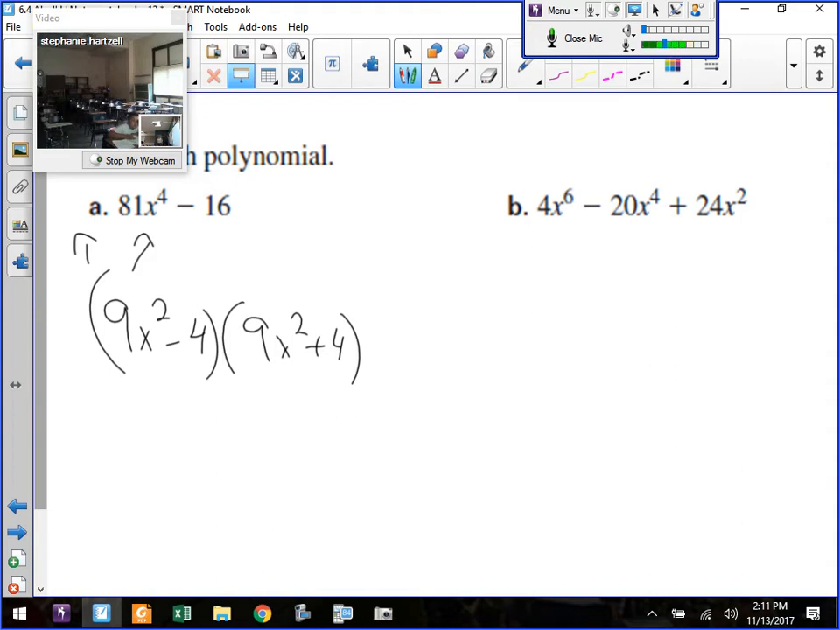Which means, what can you do? You can't take a square root. Stop saying that. It's 9x squared, a perfect square. It's 4, a perfect square. You can go further.